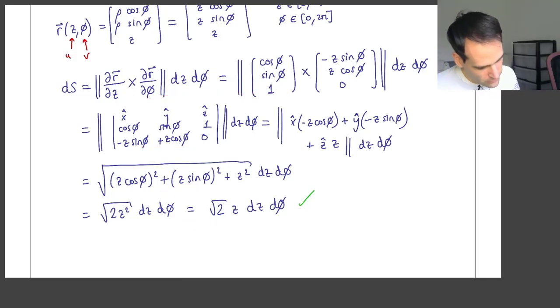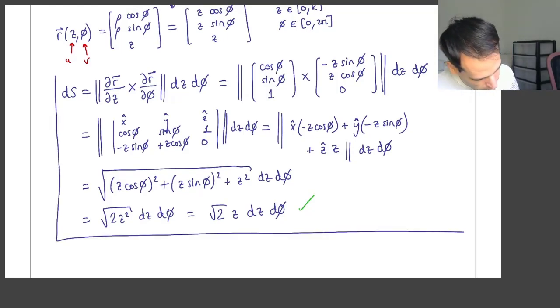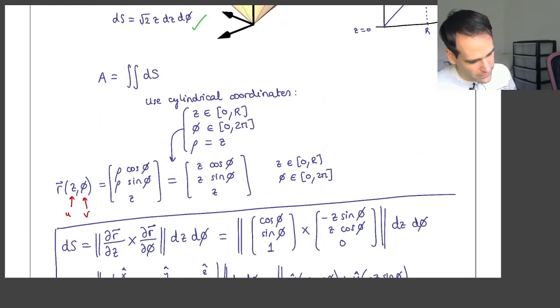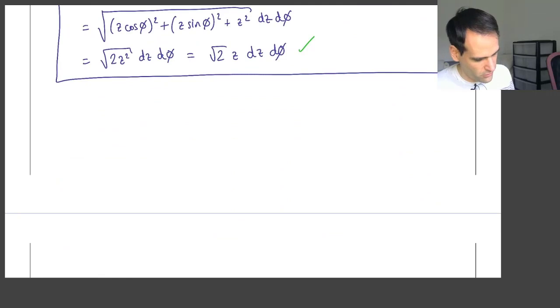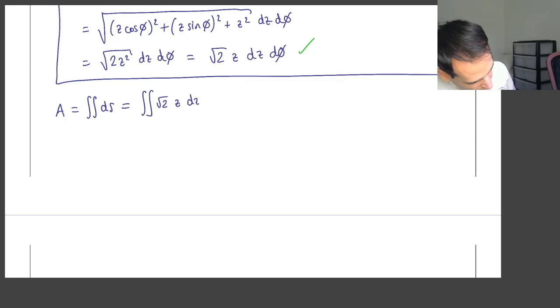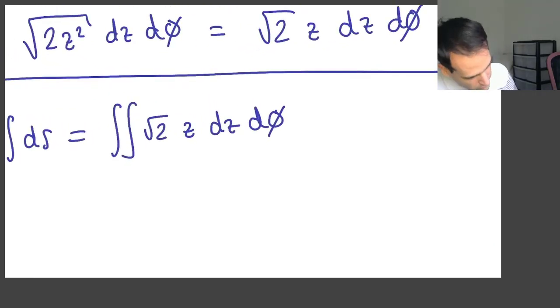So now, having found ds, so this was a little detour, we are now ready to calculate the area of the surface of this cone. Okay, so the area of the cone is the double integral of ds, which is equal to the double integral of square root of 2 z dz d phi. And we know what the limits are. The limit in z is between 0 and r, and the limit in phi is between 0 and 2 pi.